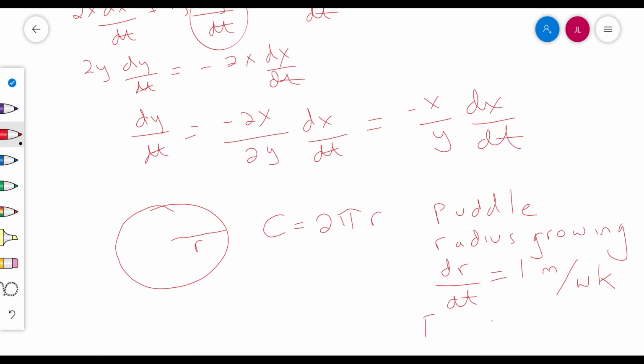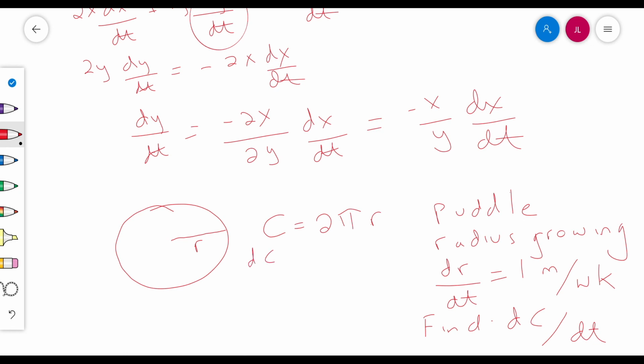I want to find how fast is the circumference growing? What's its speed? So I take the derivative with respect to time of my circumference equation. And this is the first important idea here. If you're going to find one rate in terms of another rate, you need an equation that relates the two functions, relates the circumference function to the radius function. If dr/dt is related to dc/dt, r must be related to c.